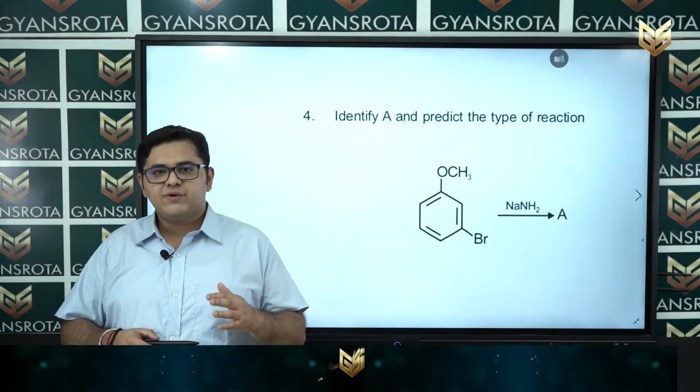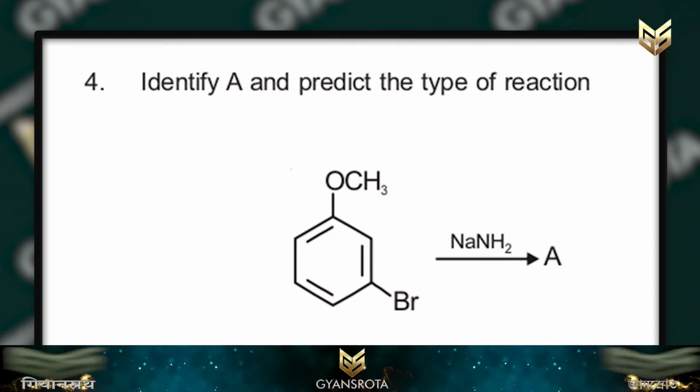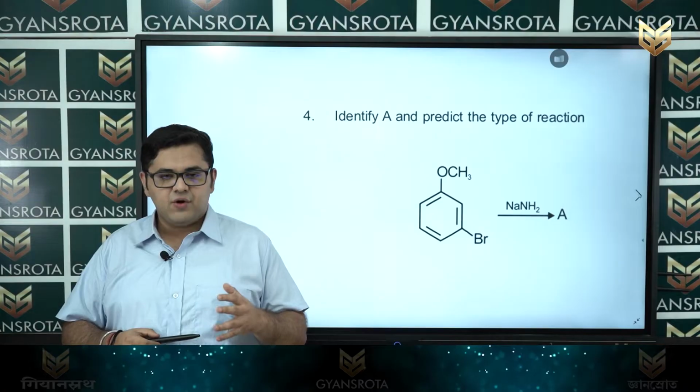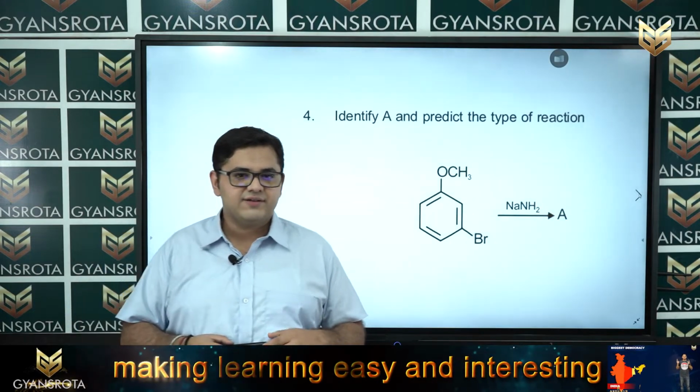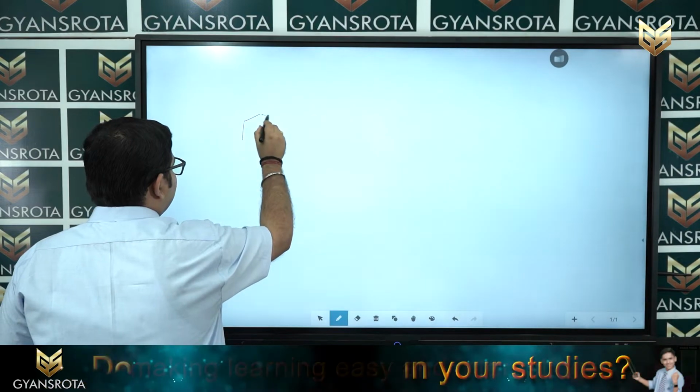Question number 4 is on your screen. Identify A and predict the type of reaction. Now we are moving to the solution part. Now, what is the reactant they have given?